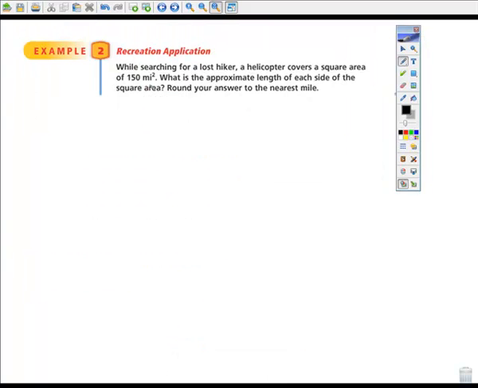Here's another example. While searching for a lost hiker, a helicopter covers a square area of 150 miles squared. So we're looking at a square area, so I know that the side squared is 150. What's the approximate length of each side of the square area? So I have to take the square root. That's the inverse operation.